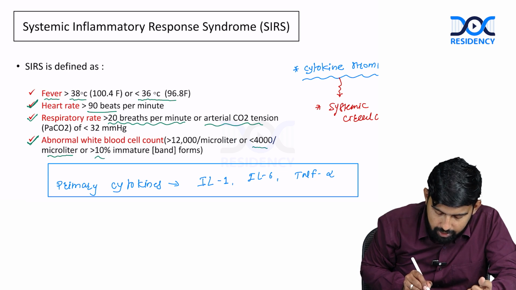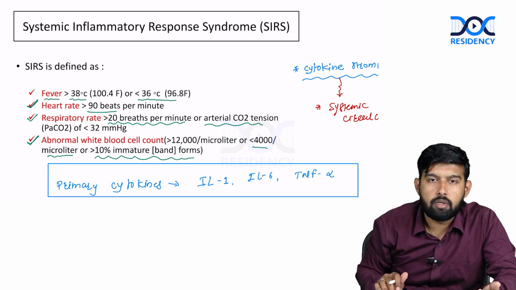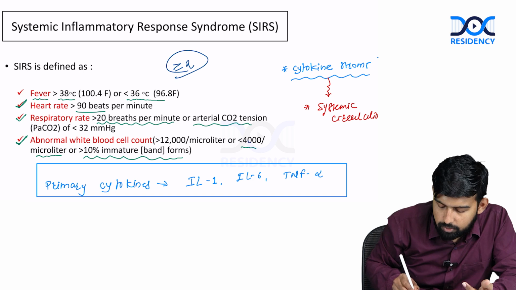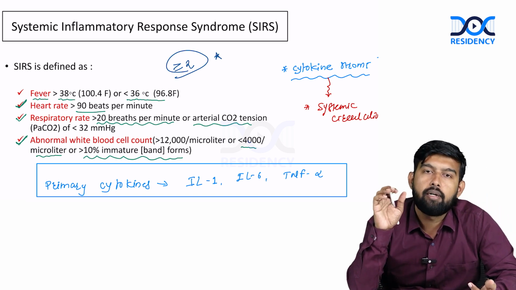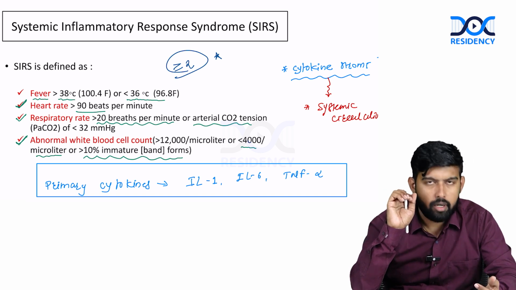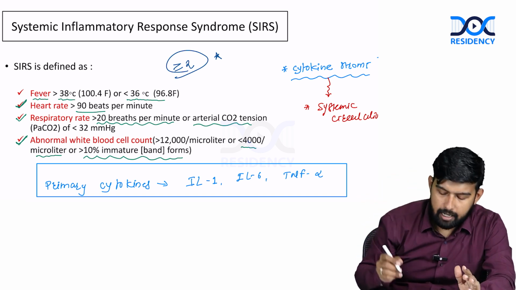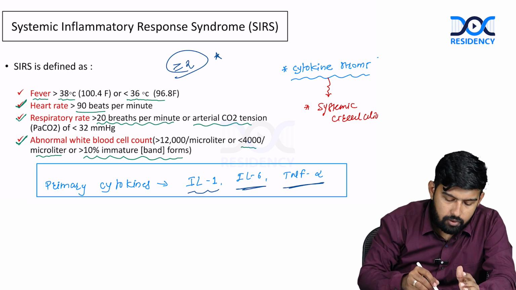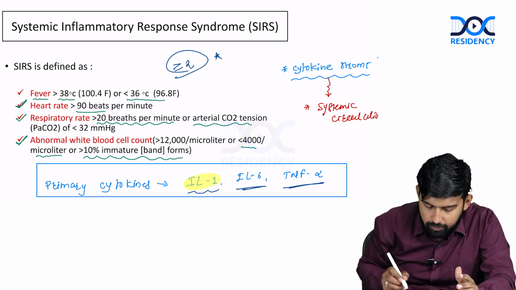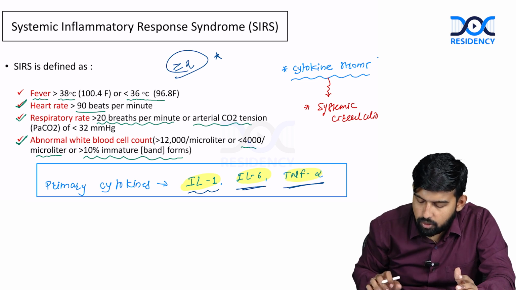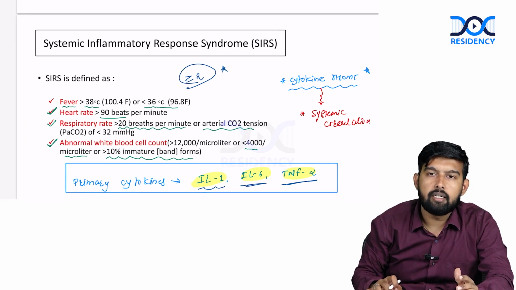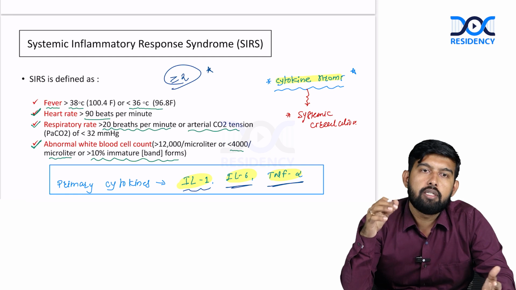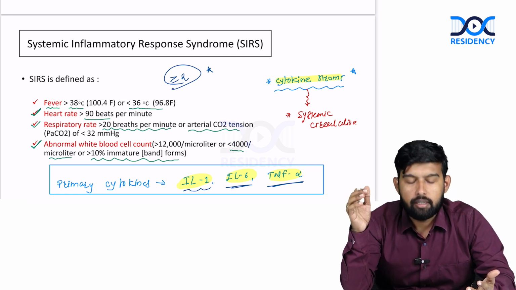Or the presence of more than 10% immature or banded forms of the cell. So out of these, the presence of two or more components defines a systemic inflammatory response syndrome. And the main important primary cytokines responsible for SIRS are interleukin 1, interleukin 6 and TNF alpha. So remember the cytokines responsible for the systemic inflammatory response syndrome, and it is basically mediated by a cytokine storm which is released into the systemic circulation, which causes a flare up of the systemic inflammatory response.